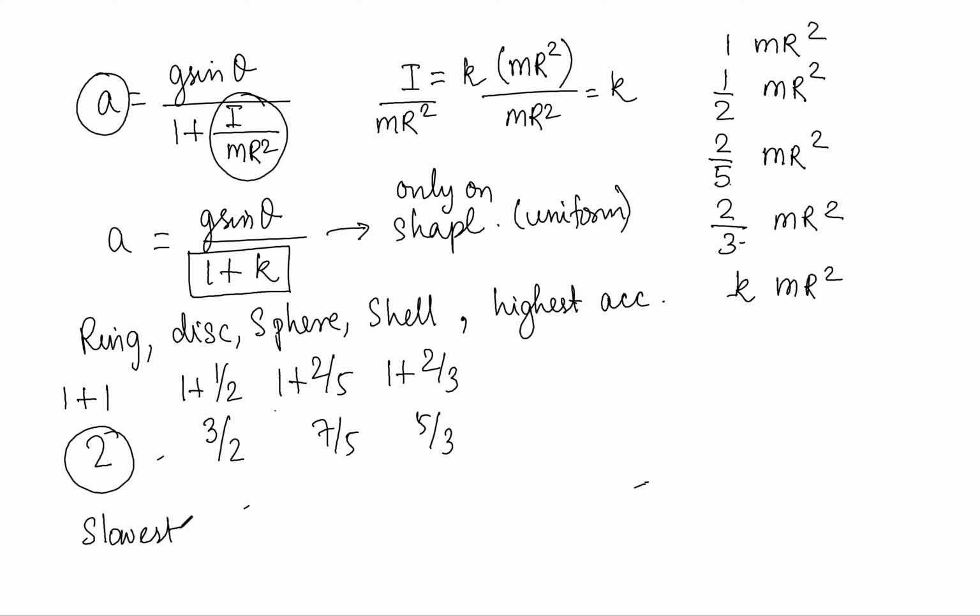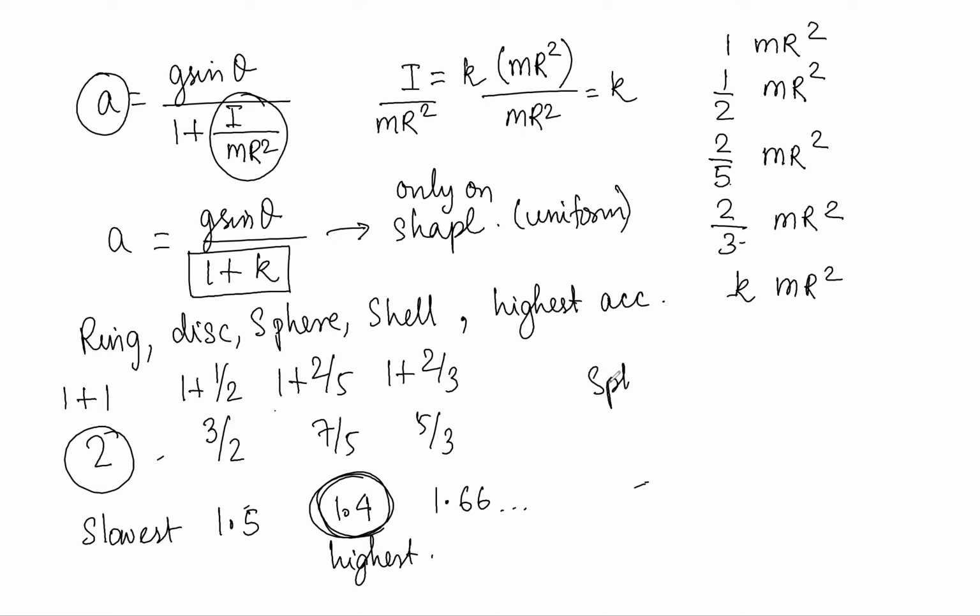And which is the least value? 7 by 5 is obviously greater than 1. 3 by 2 is equal to 1.5. 7 by 5 is equal to 1.4. And 5 by 3, so 3 ones are 3, 1.66 something. So the least value over here is 7 by 5. So the sphere is going to have the highest acceleration of all of them.